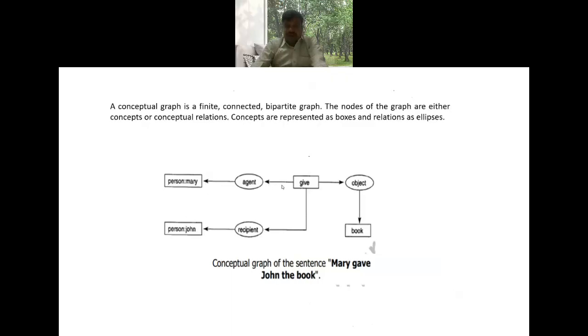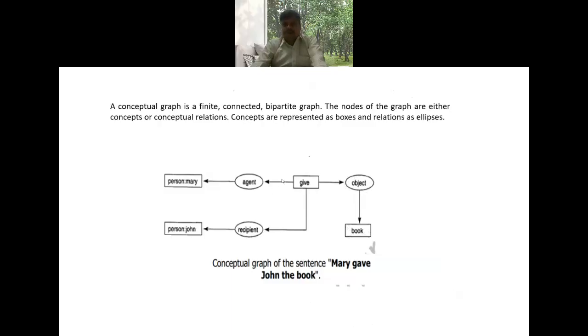Mary is agent. See, object, Mary is giving a book to the person John. Mary gave John the book. So, what is the object here? Book. So, the book is a concept. The conceptual relationship is object.